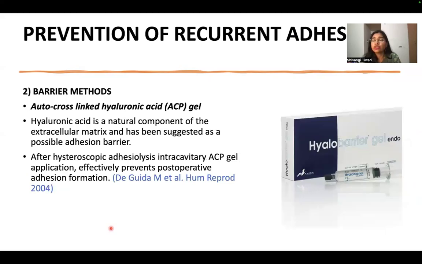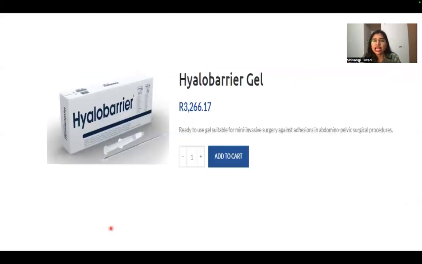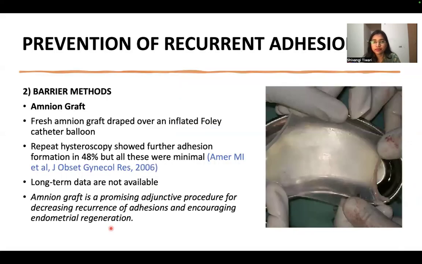Next is we can use Hyalobarrier gel, ACP gel, that is auto cross-linked hyaluronic acid gel. Hyaluronic acid is a natural component of the extracellular matrix and it has been suggested as a possible adhesion barrier. After hysteroscopic adhesiolysis, intracavitary ACP gel application effectively prevents post-operative adhesion formation. And its cost is approximately 3,200, not that costly, we can use.